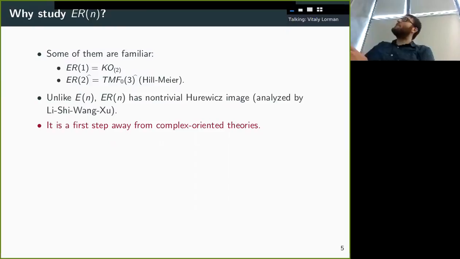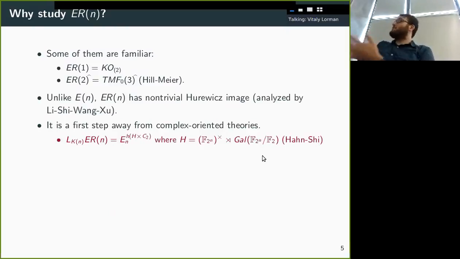Going along that same direction, the real Johnson-Wilson theories are a first step away from complex-oriented theories. If you like thinking about these things in the chromatic framework, then if you take ER(n) and K(n)-localize it, Jeremy Hahn and Danny Shi recently showed, this was a conjecture for a while, that we can get this as the homotopy fixed points of E_n, Morava E-theory, where this group H is not so interesting. That just gets you to the K(n)-localization of E_n. And then it's this C_2, which is central in the Morava stabilizer group, which is where you first start to get, this is what first makes the theory not complex oriented, and where you first start picking up things like torsion and a non-trivial Hurewicz image. So this is the first interesting subgroup of the Morava stabilizer group in some sense.